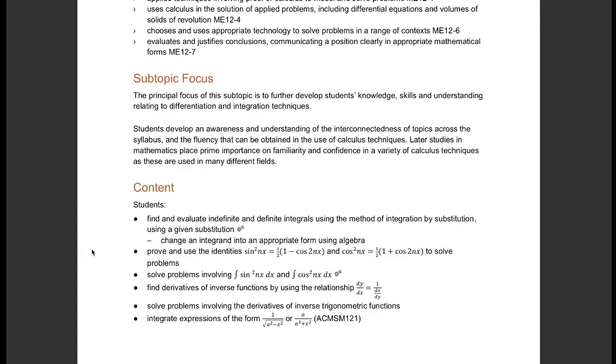That is the reverse process of differentiation. In the Extension 1 course, we will look at harder integrals and derivatives, and look at some methods to solve integrals which you wouldn't do in the advanced course.